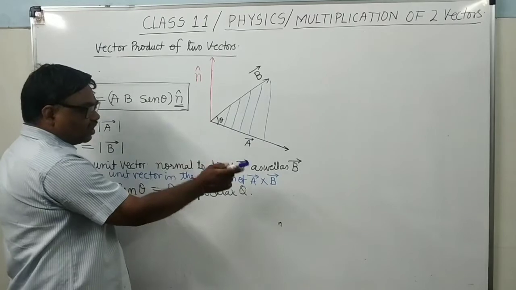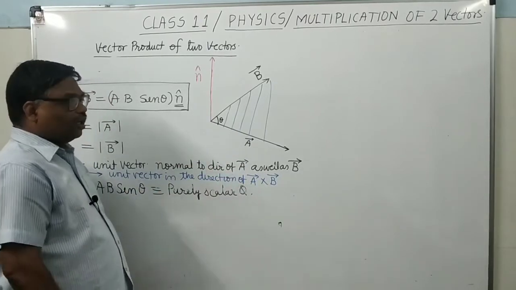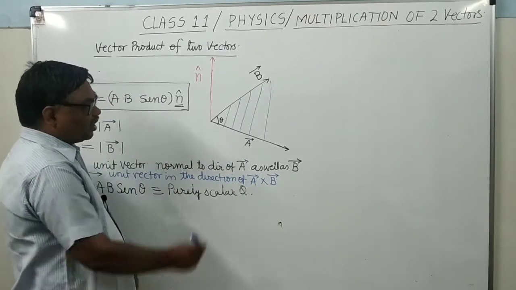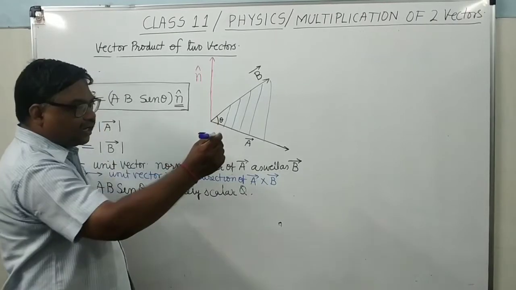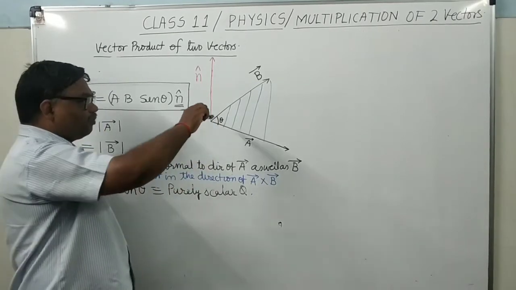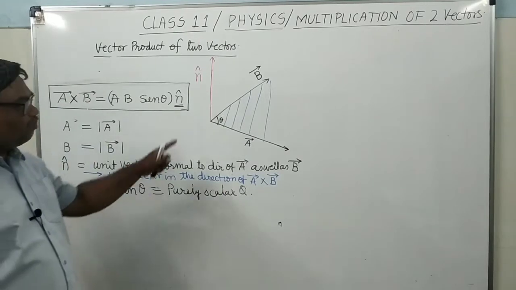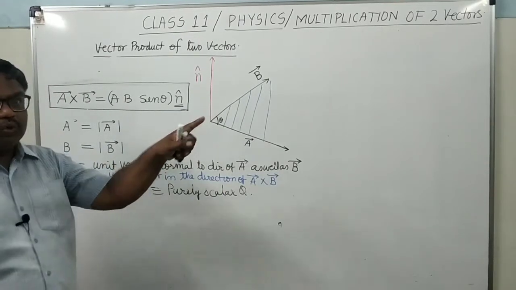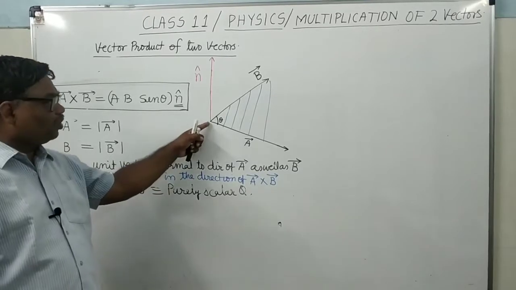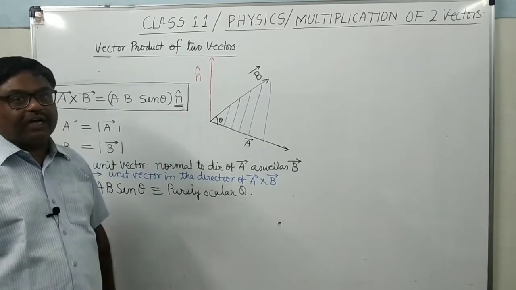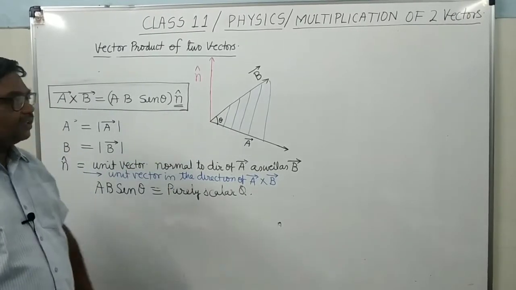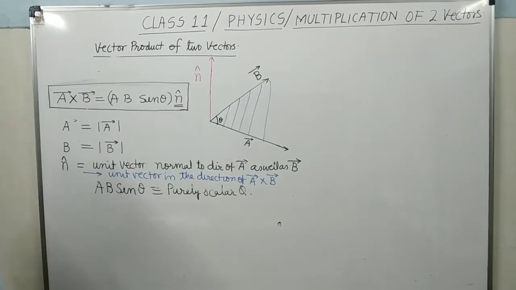What will be the direction of vector A cross vector B? What will be the direction of the unit vector? It will be either directed towards you or directed away from you. Means it will be normal to the plane of the board towards you, or normal to the plane of the board in the inward direction. What will be the direction? That method I will tell you here.